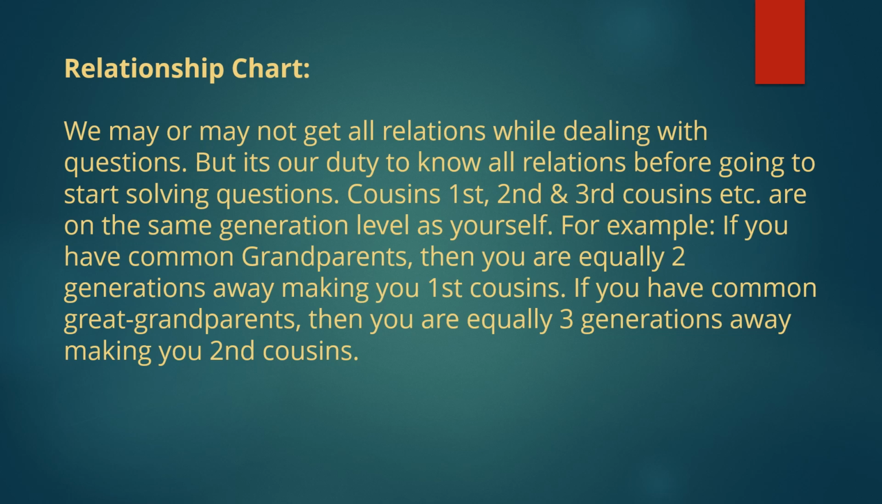In this process, there is different terminology called first cousin, second cousin, third cousin, etc., who are on the same generation level as yourself. For example, if you have common grandparents, then you are two generations away, making you first cousins. If you have common great-grandparents, then you are three generations away, making you second cousins. This is the typical terminology we will be using: first, second, and third cousin.